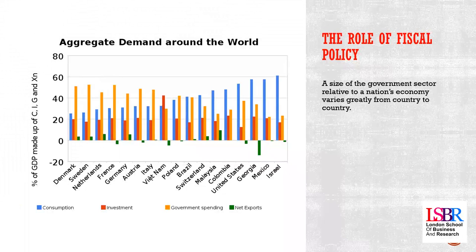And as you can see, the size of the government sector relative to a nation's economy can vary greatly from country to country. So in countries like Denmark, Sweden, Netherlands, France, Germany, even Austria and Italy, the government spending makes up a larger part of GDP. A lot of the aggregate demand in those countries comes from the government, whereas in countries like Israel, Mexico, US, Colombia, Malaysia, Switzerland, and Brazil, it's more of a public expenditure. It's more about consumption. People spending makes up a larger part of aggregate demand.